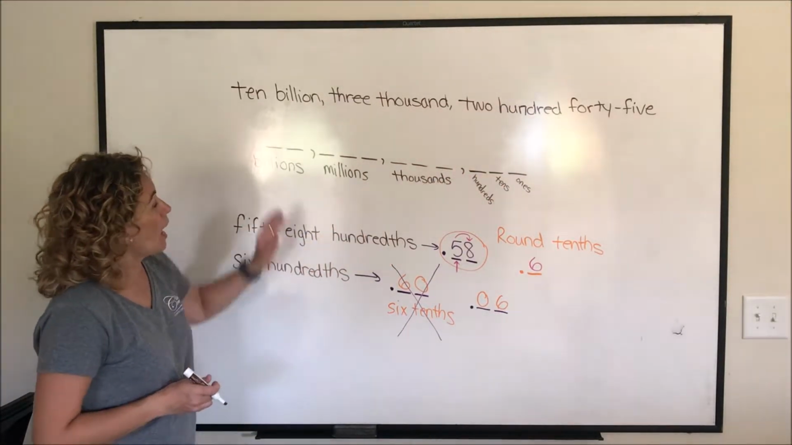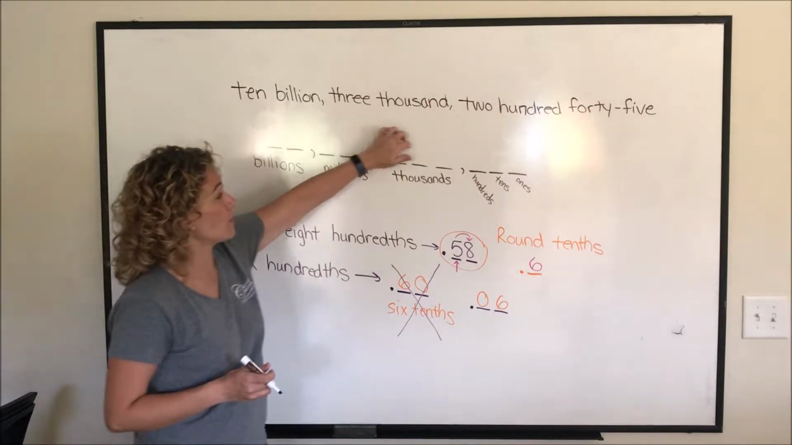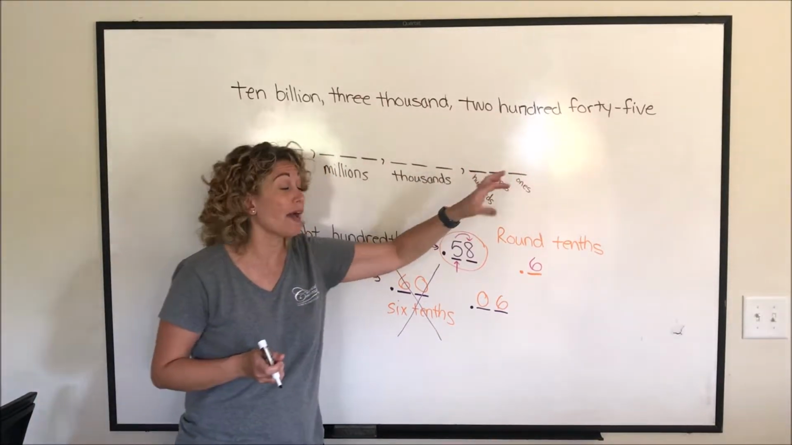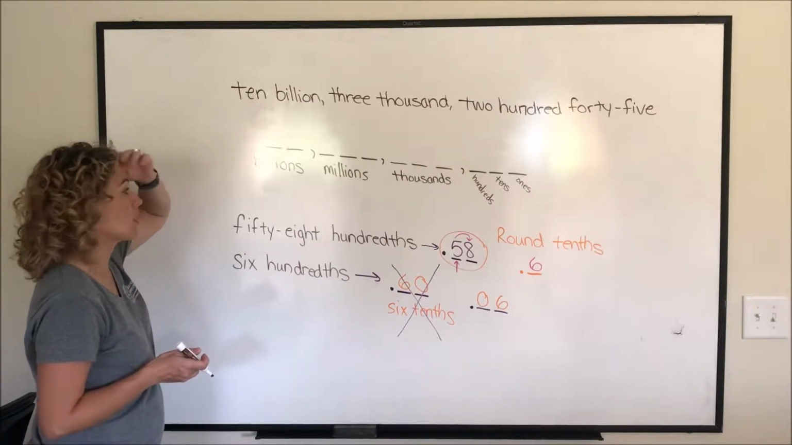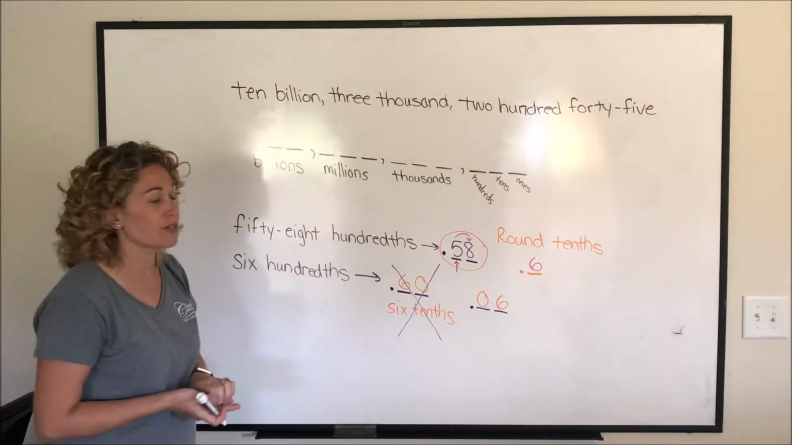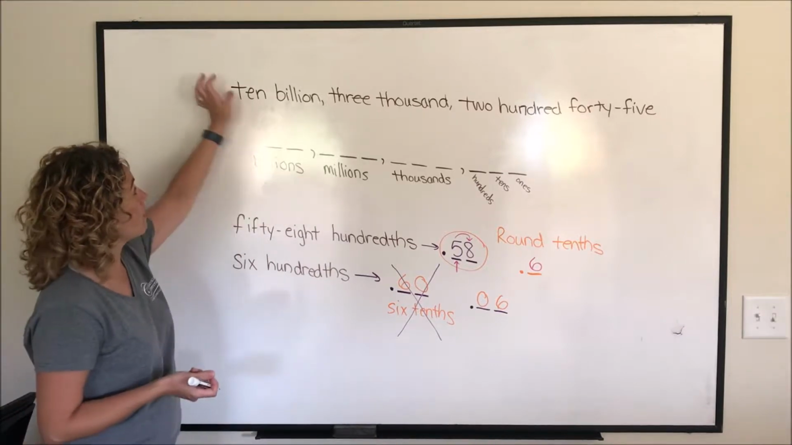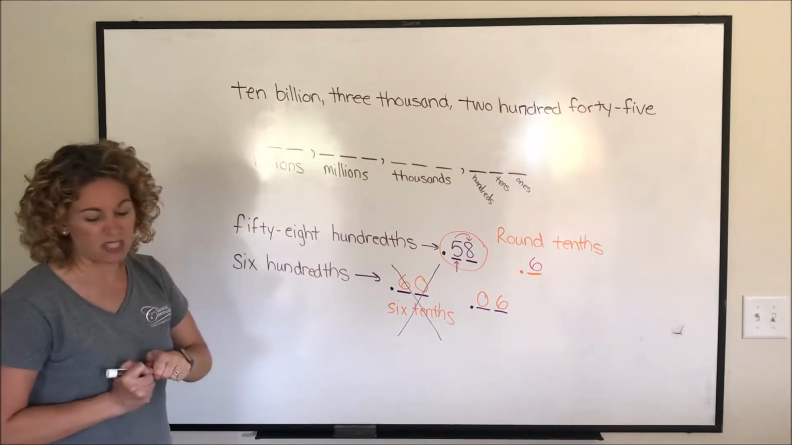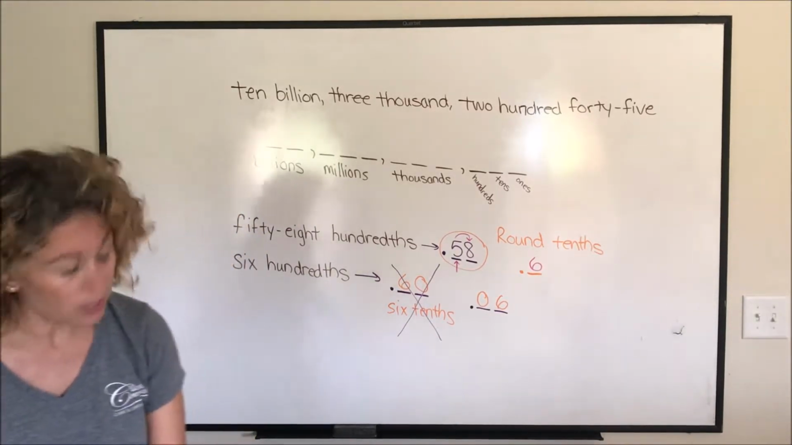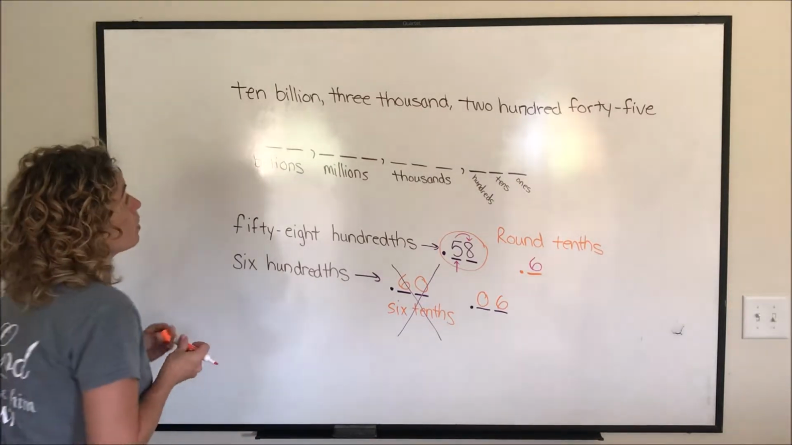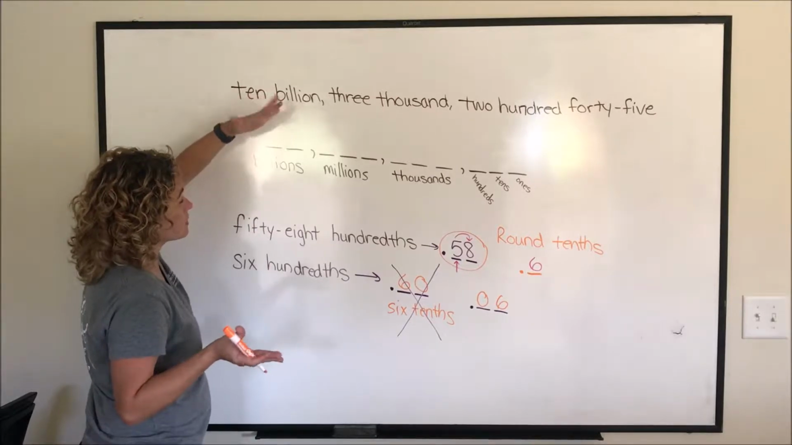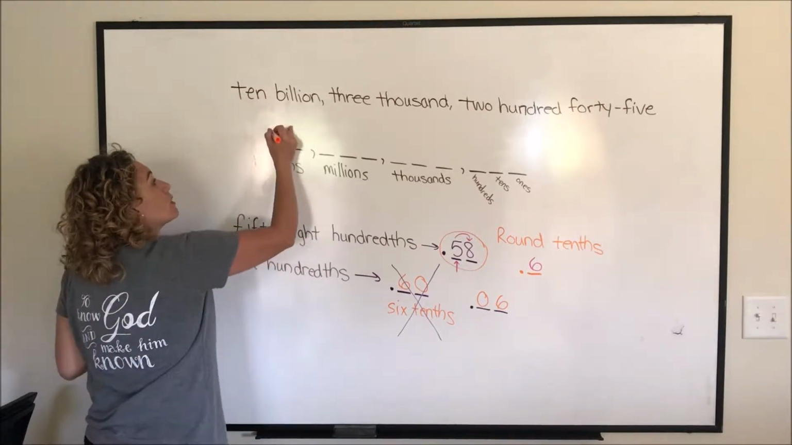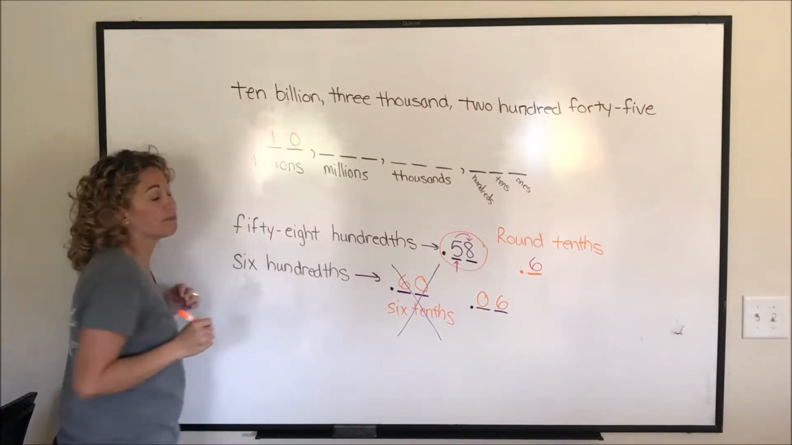Okay? I like to do the dashes to figure out how many spaces I have to fill to write this number in numerals. Okay? To me, it's a lot easier to figure it out this way and then just put my numbers in. Okay, so that's a little trick. Okay, let's put our numbers in. So, we need 10 billion. So we need a 1 and a 0, and there's only 2 spots, so that's good.